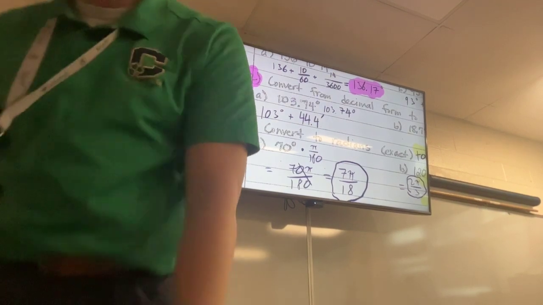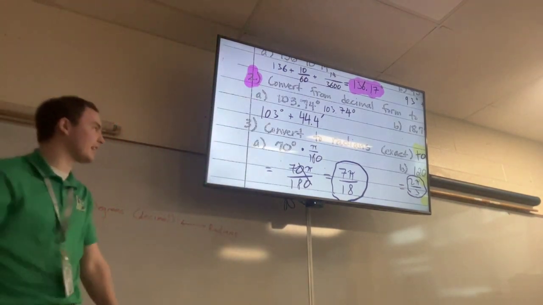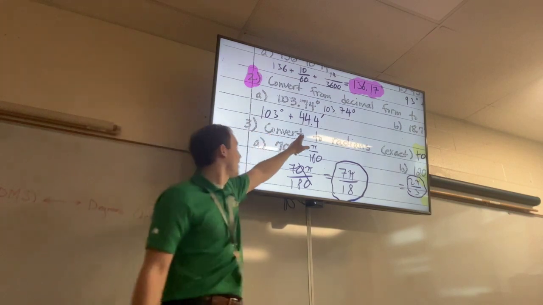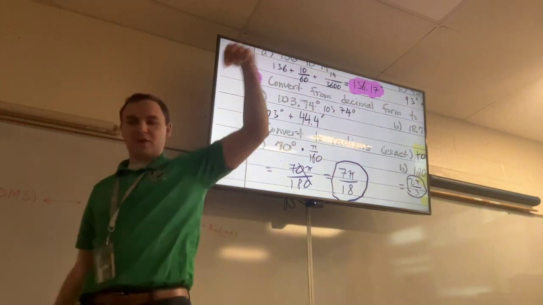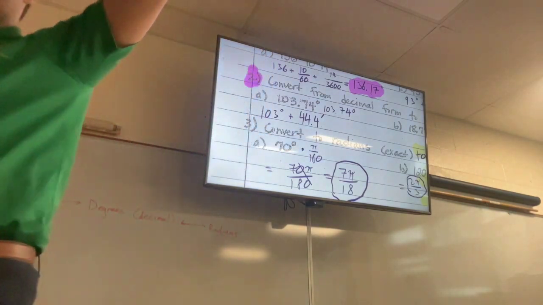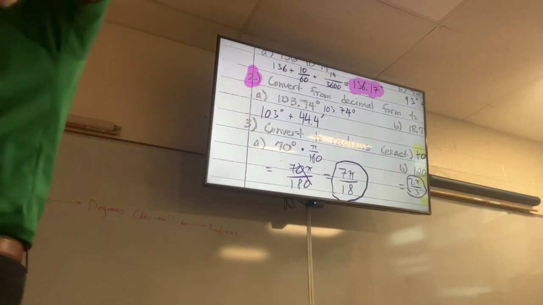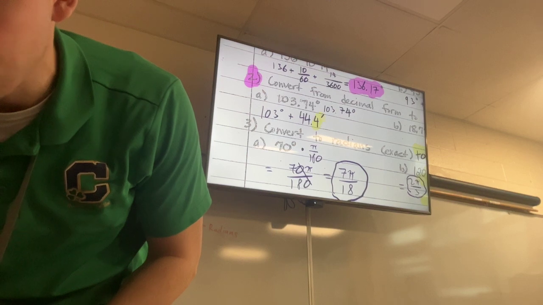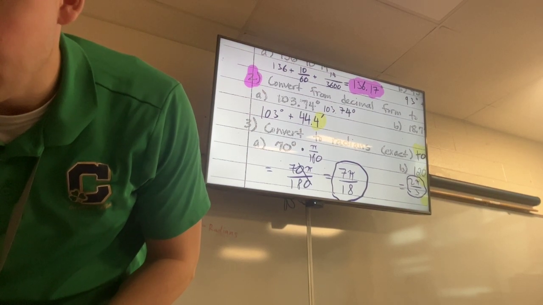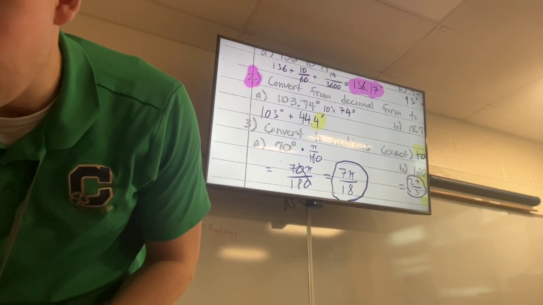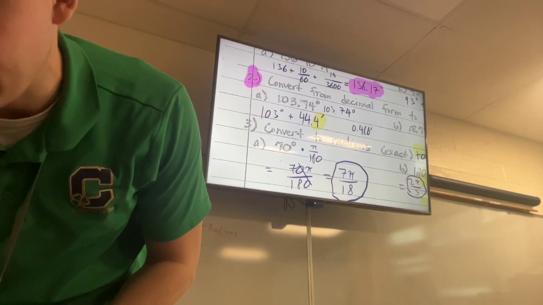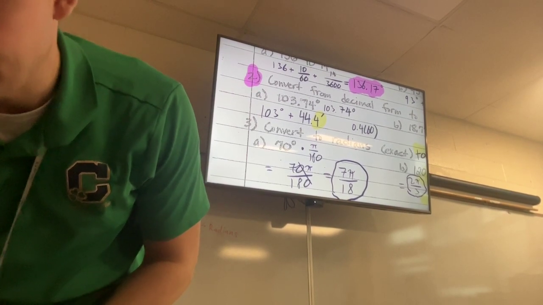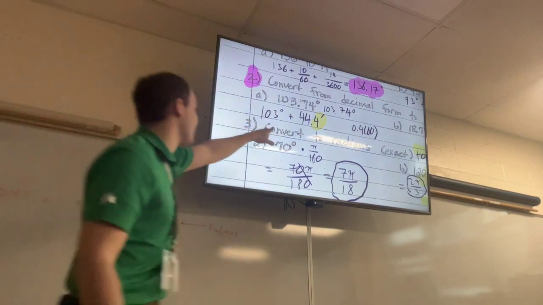Anyone have any guess as to how we get the seconds out of that number? We have degrees, now we have minutes. How do I get the seconds? Exactly. We take that 0.4 and multiply it by 60. That gives us the number of seconds. So you just multiply the decimal part by 60 twice.